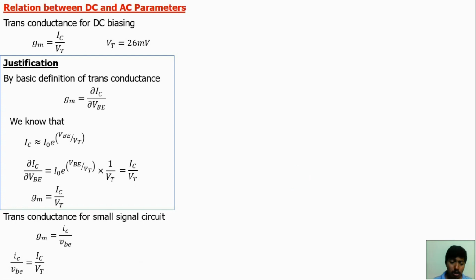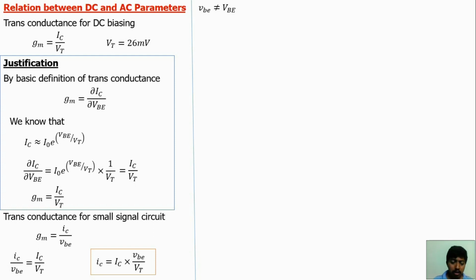Now small ic is equal to capital IC into small vbe by VT. Small vbe means AC signals base emitter voltage. Here VT means thermal voltage. The capital IC means DC biasing collector current, DC current. Small ic means AC current. So remember that small vbe is not equal to VBE, is not equal to 0.7.